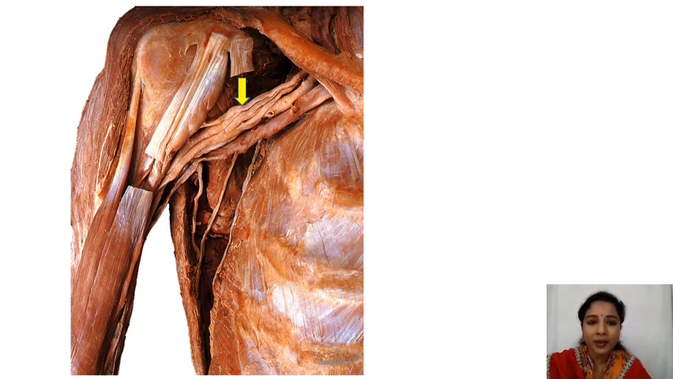Can you identify what the structure is? Just an explanation: this is the axillary artery, this is the axillary vein. And what is this nerve? It is related on the lateral side, so it is the lateral cord of the brachial plexus. And this is the medial cord of the brachial plexus.